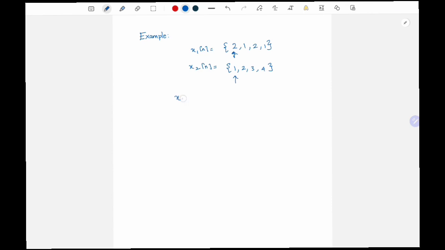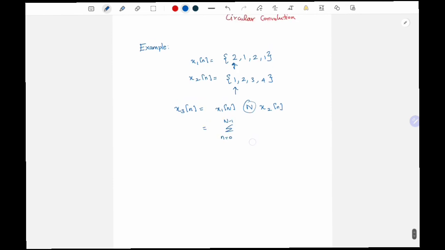So circular convolution is usually written like this: x1 of n, 4-point circular convolution with x2 of n. So let us start by finding this. I can write it out as a formula, summation n equal to 0 to n minus 1. So that was the formula, right? On this side I can use some other variable m. So I have x1 of n, x2 of m minus n modulo n.